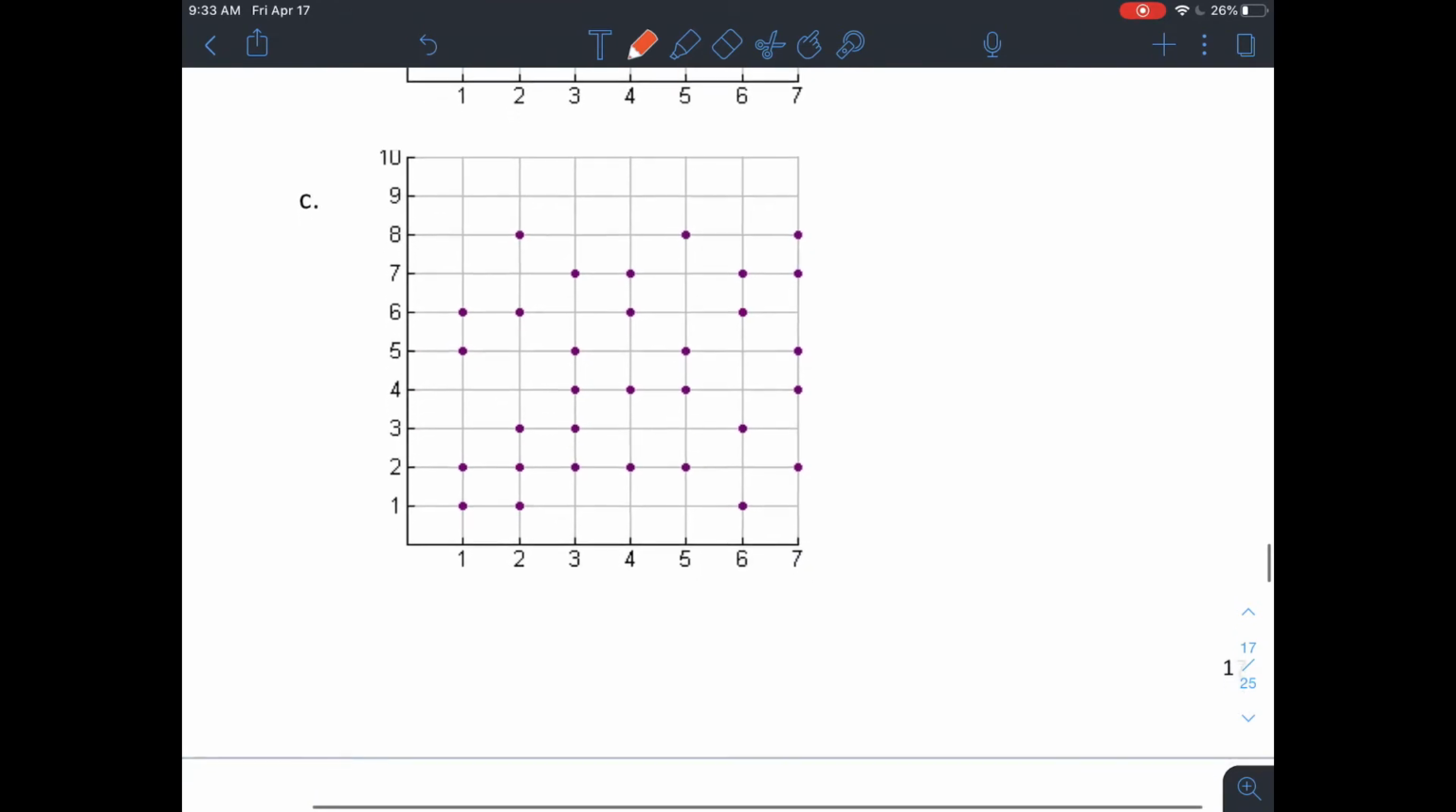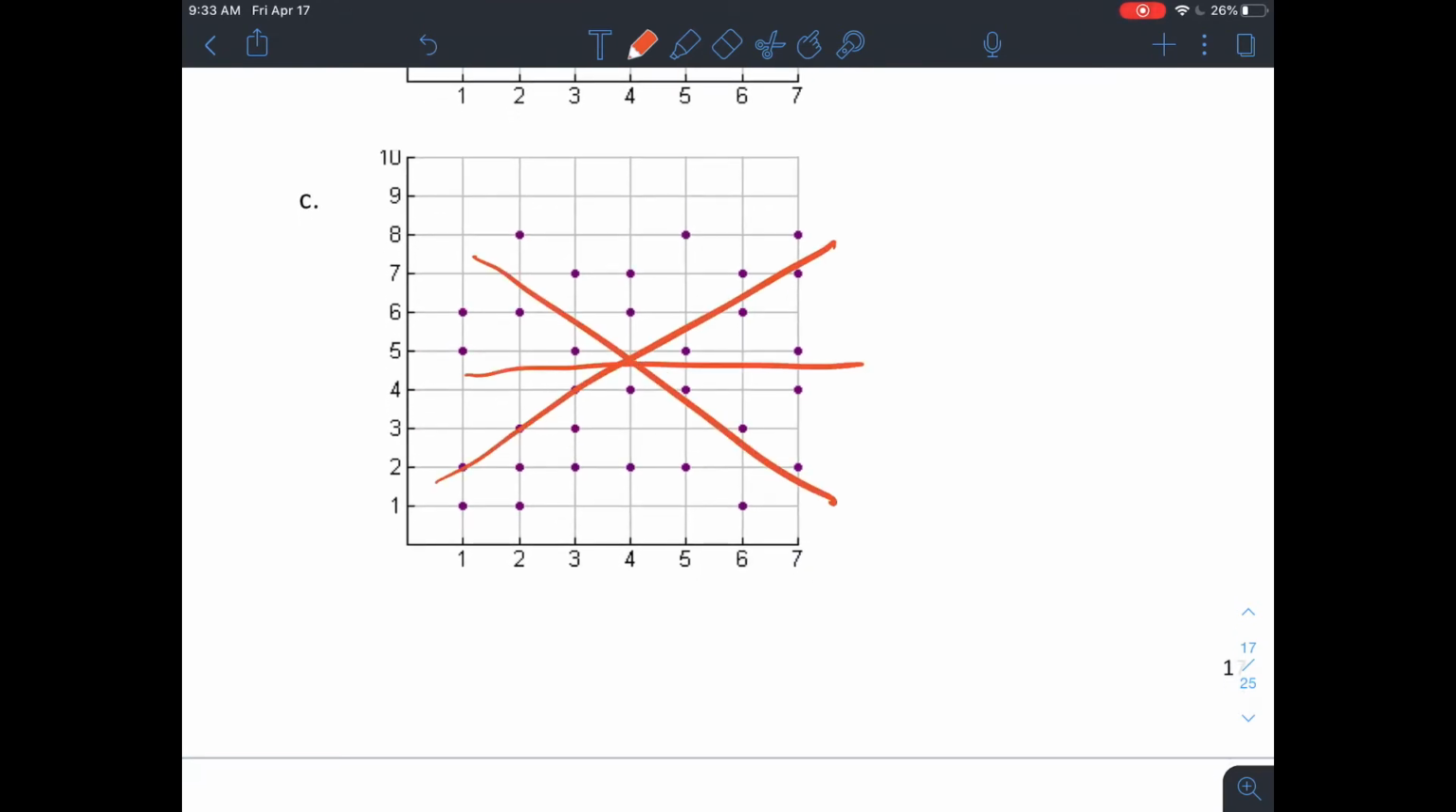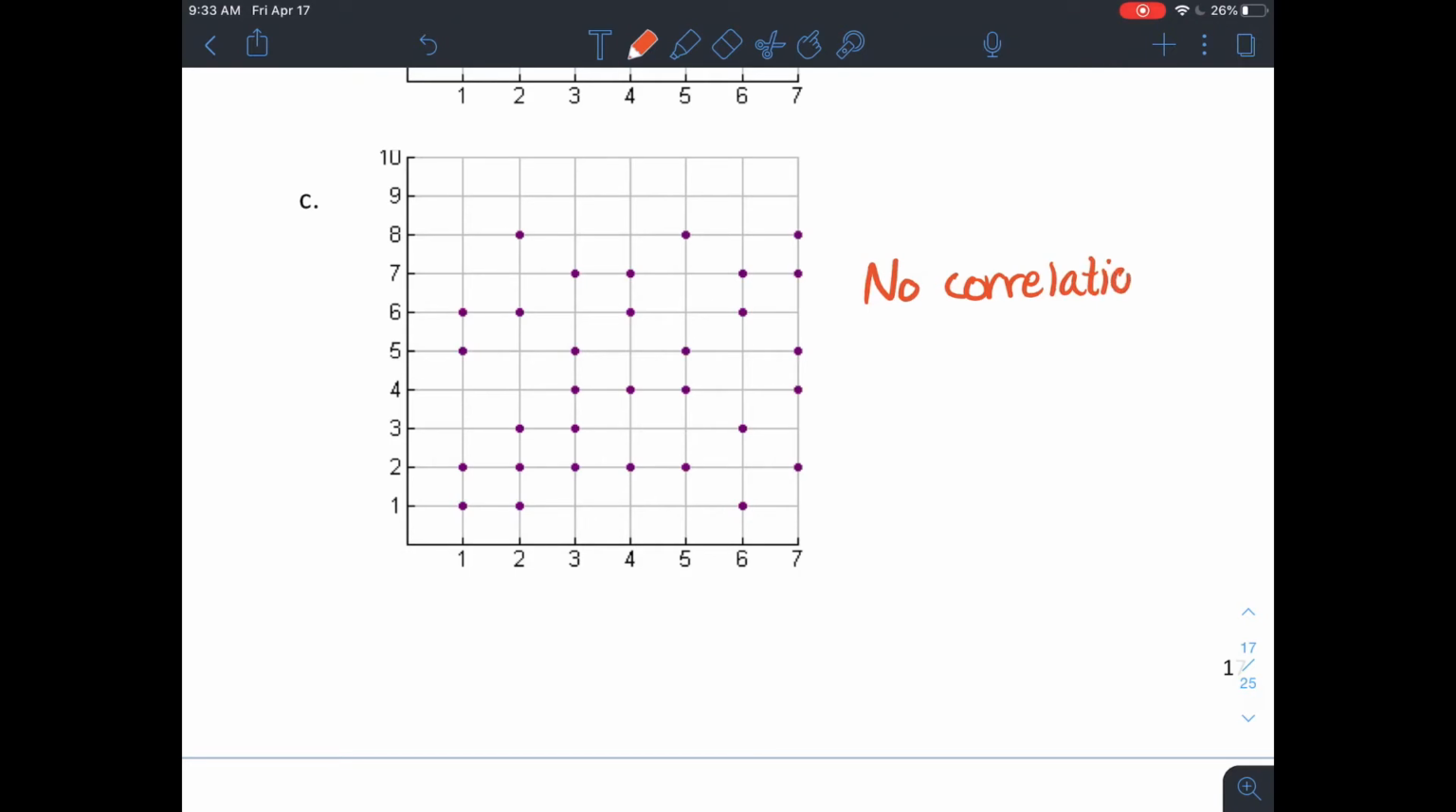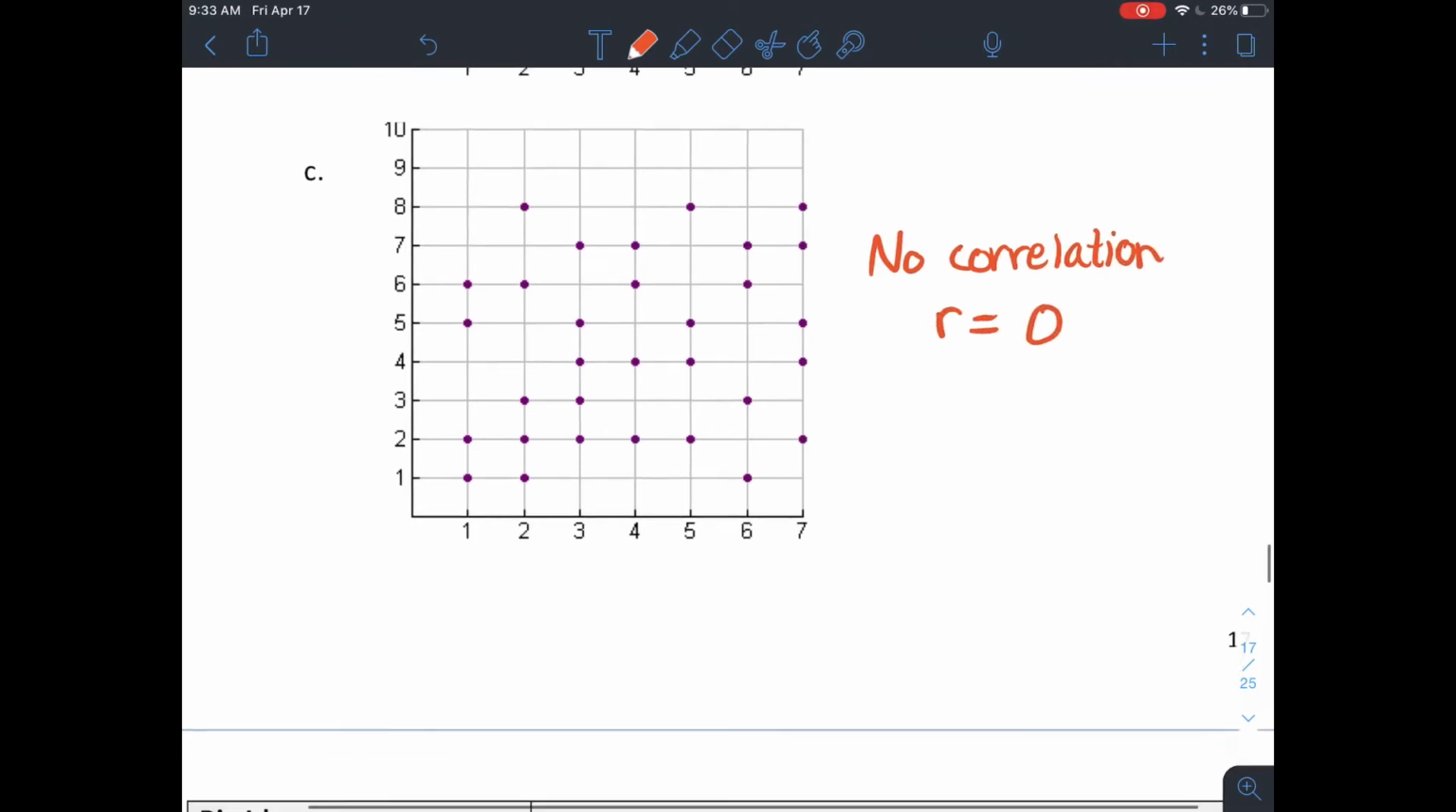So let's look at one more. This looks like I could draw lines all over the place, and none of them would really match the trend of my data. So if you can't see a relationship between your variables, that means you have no correlation, and your correlation coefficient is 0.